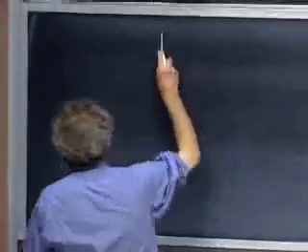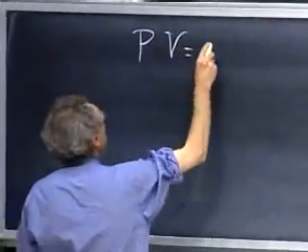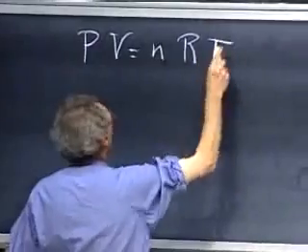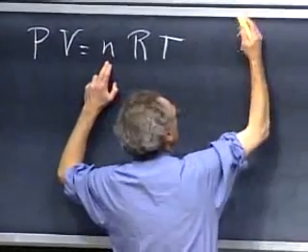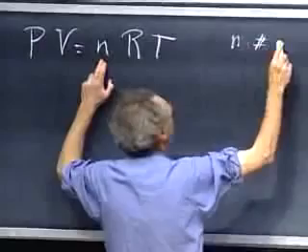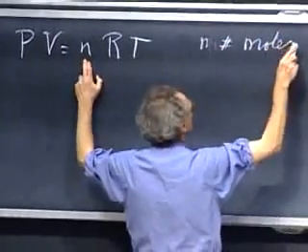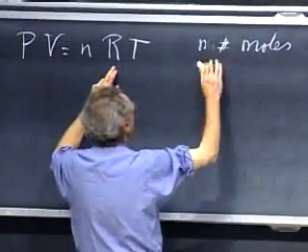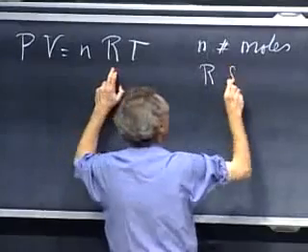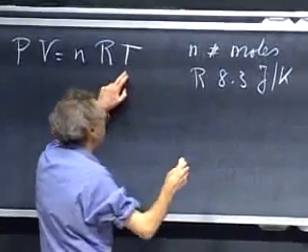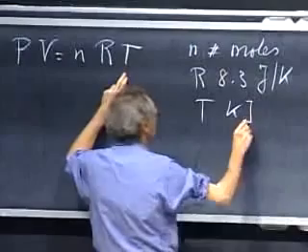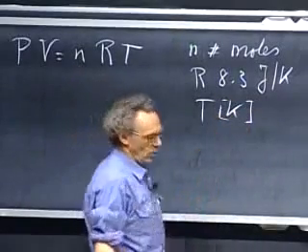The relation that exists between these quantities, PV equals nRT: pressure, volume, n is the number of moles, I'll get back to that, R is the universal gas constant, which is 8.3 joules per degree Kelvin, and T must be in degrees Kelvin. So what is a mole?